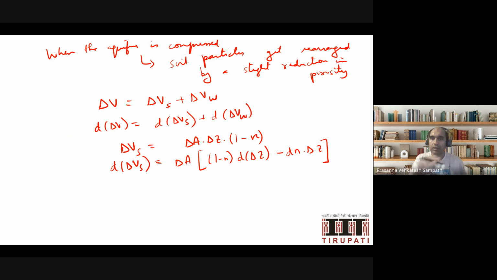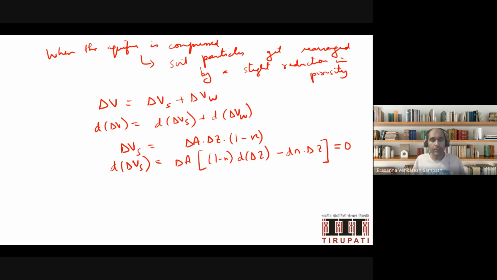Right? I just applied the chain rule. Delta A is a constant, so that doesn't get differentiated. The remaining two terms are 1 minus n and delta Z. So 1 minus n times d delta Z, minus dn times delta Z; 1, of course, is a constant, so it doesn't contribute anything. Now this term must be equal to 0.